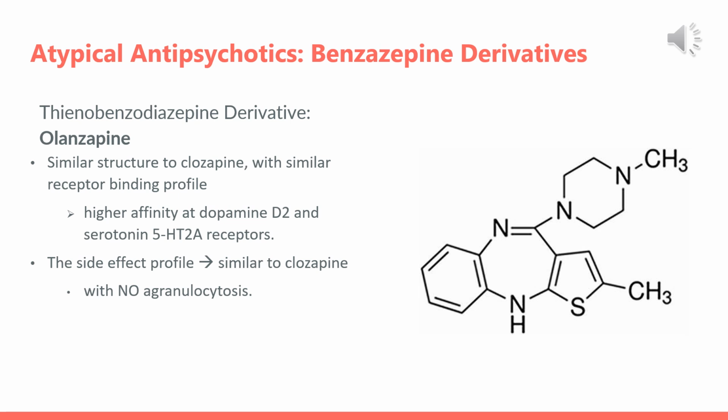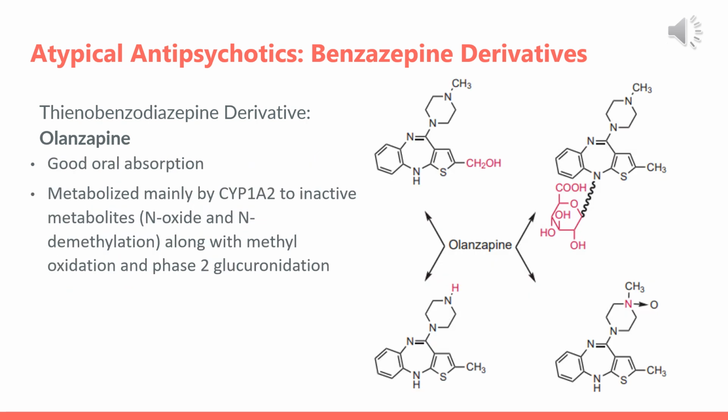Olanzapine shares close chemical structural resemblance to clozapine and has a similar receptor binding profile, except it has a higher affinity at the dopamine D2 and serotonin 5-HT2A receptors. The side effect profile is similar to clozapine with the exception of agranulocytosis, which does not usually occur with olanzapine use.